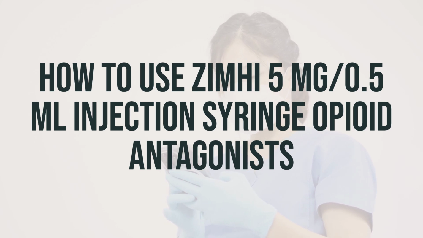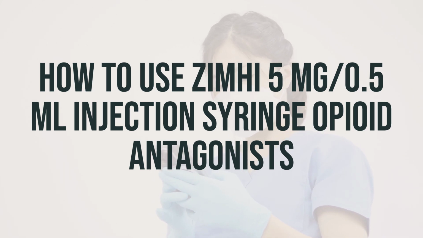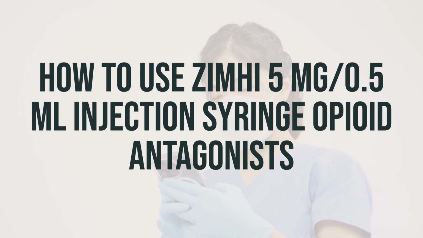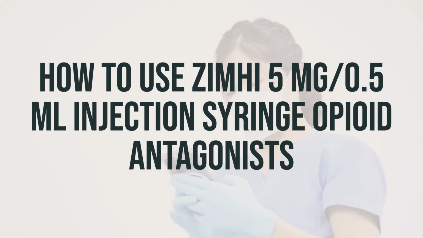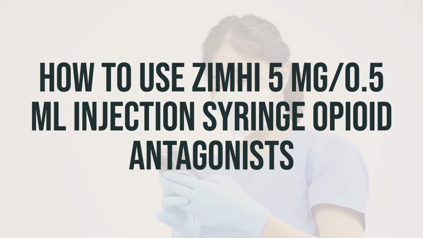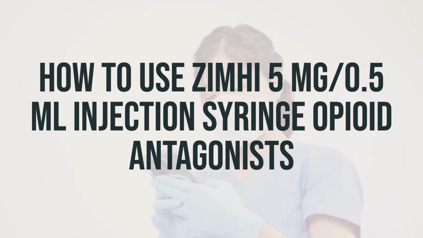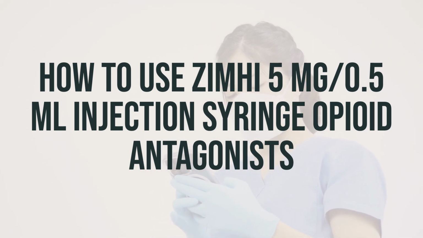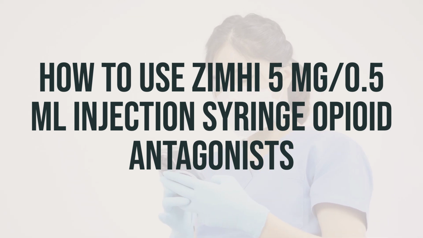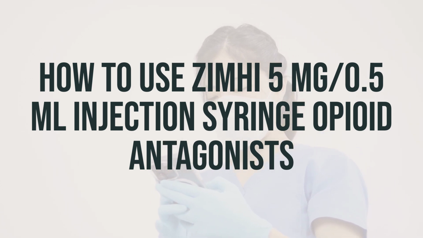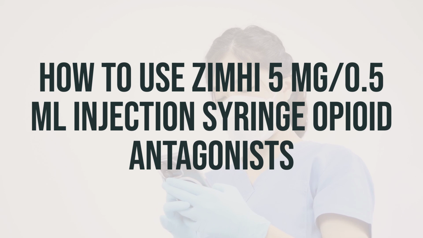When using Zimhi 5 mg per 0.5 ml injection syringe opioid antagonists, it is important to follow the instructions provided by your healthcare professional or the product package. This medication can be given as an injection into a muscle, under the skin, or into a vein by a healthcare professional. Before using Zimhi, it is crucial to check the product visually for any particles or discoloration. If you notice either of these, do not use the liquid. It is also important to learn how to store and discard medical supplies safely.